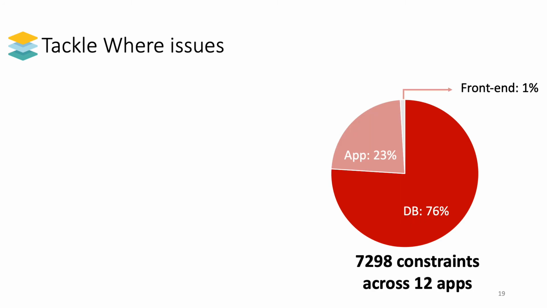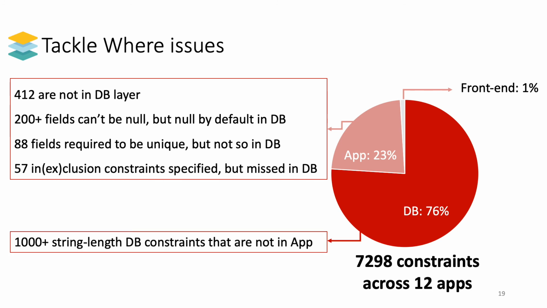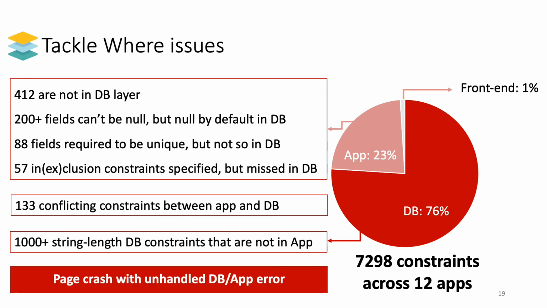For the where issue, we have automatically extracted 7,000 constraints in the latest version and broken them down according to where they are specified. Comparing them across layers, we have found 400 constraints specified in the application that are not in the database. They include the not null, inclusion, exclusion, and unique constraints. We also found that 1,000 more stringent database constraints are not in the application, and between them there are 133 conflicting constraints, which will cause a page crash with unhandled database or application errors.